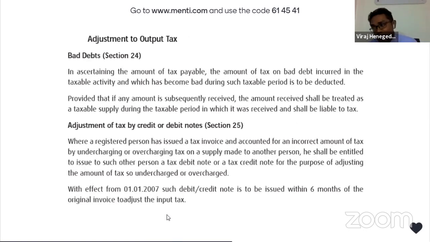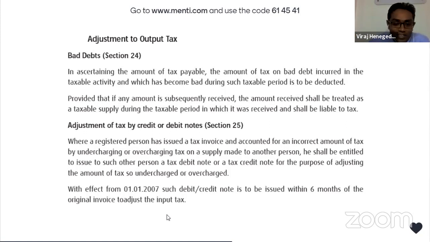Then we'll move to the next one, adjustments, because frequently these are the practical scenarios, because bad debts can be there. When ascertaining the amount of tax payable, the amount of tax on bad debt incurred in the taxable activity can be deducted. That means basically if you have any bad debts, you can deduct. But there is another rule. If subsequently you receive that amount from your customer, that should be treated as a taxable supply during the taxable period in which it was received and shall be liable to tax. I think you got the idea. So if any bad debt is actually incurred, you can deduct it when calculating your taxable payment amount. And at the same time, once you receive that amount after you write off, then at that point you must pay VAT for that.